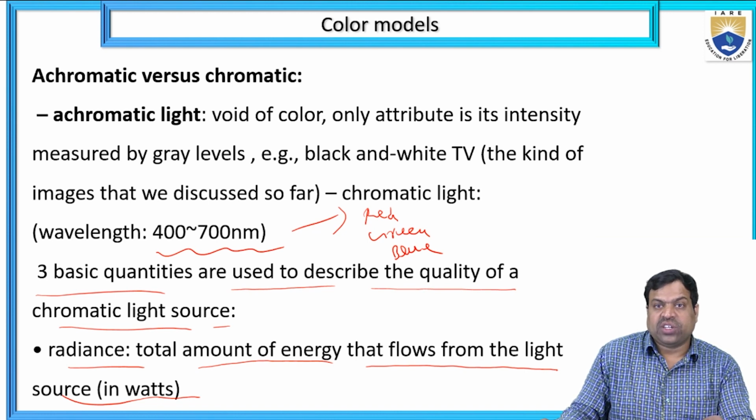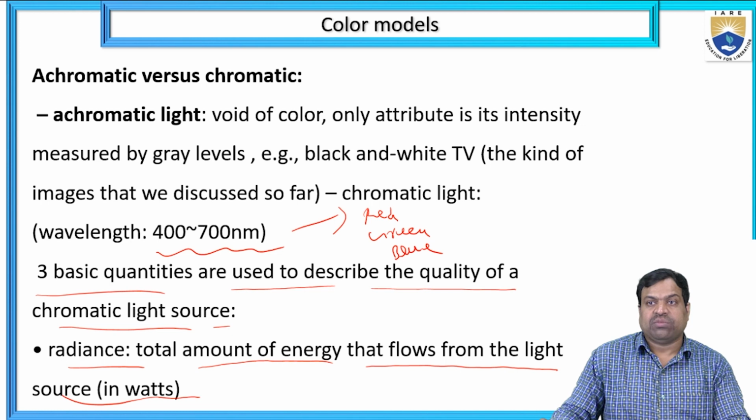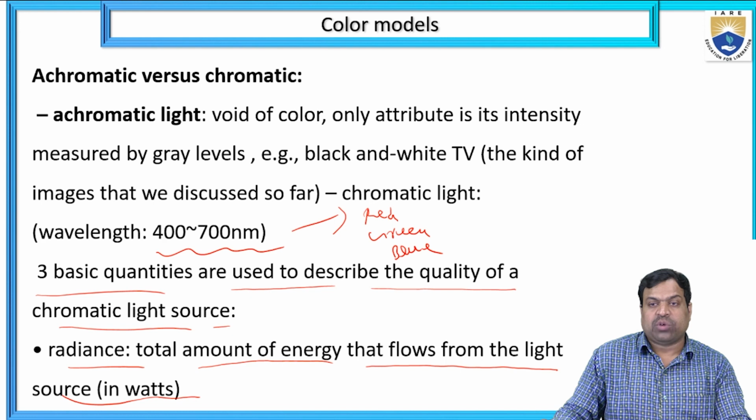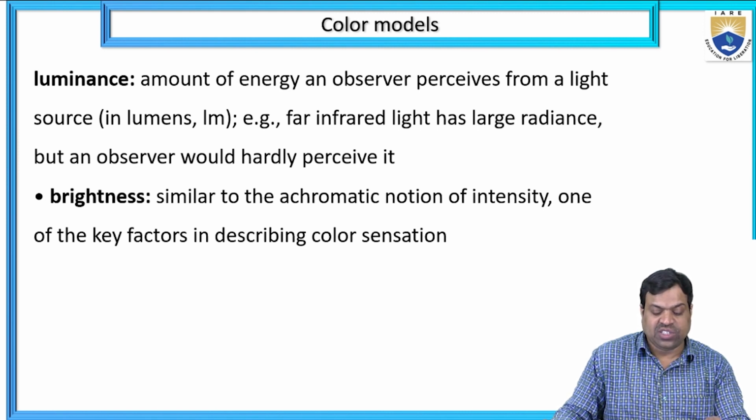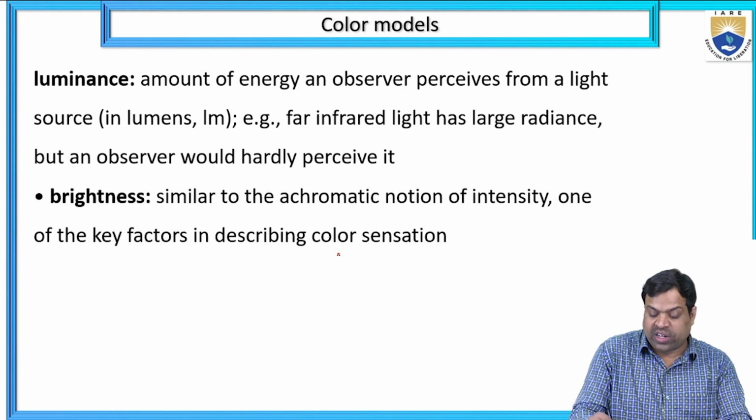Three basic quantities are used to describe the quality of the chromatic light source. That is the radiance, the total amount of energy that flows from the light source in watts, and luminance, the amount of energy an observer perceives from a light source in lumens. For example, far infrared light has large radiance, but an observer would hardly perceive it. Brightness is similar to the achromatic notion of intensity, one of the key factors in describing color sensation.